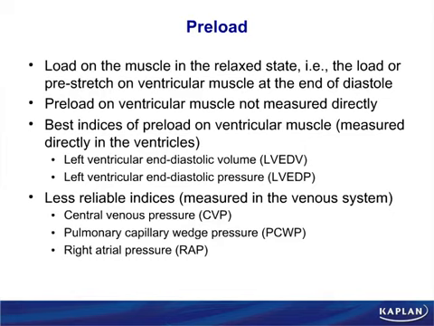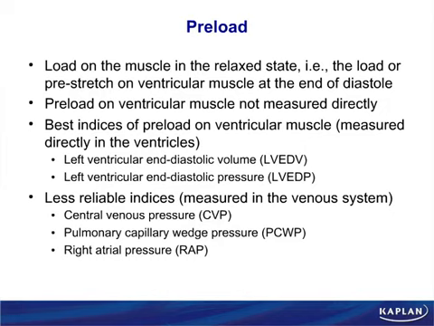They're all telling you the exact same thing. They're saying preload to the ventricle. Technically, CVP and right atrial pressure are preload to the right ventricle, whereas pulmonary wedge pressure is preload to the left ventricle, because pulmonary wedge pressure is effectively measuring left atrial pressure, and therefore it is preload to the left ventricle. But nonetheless, don't get confused.